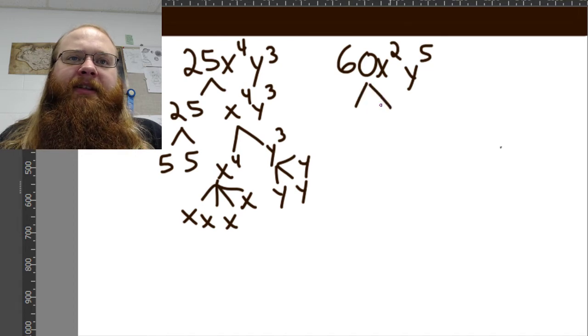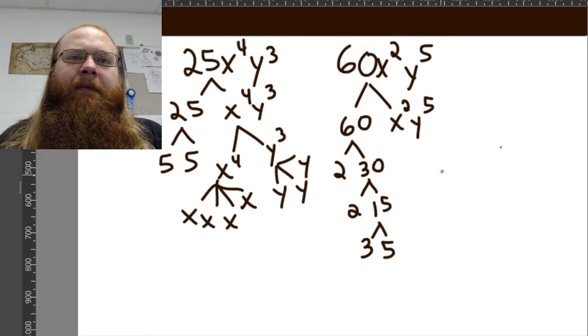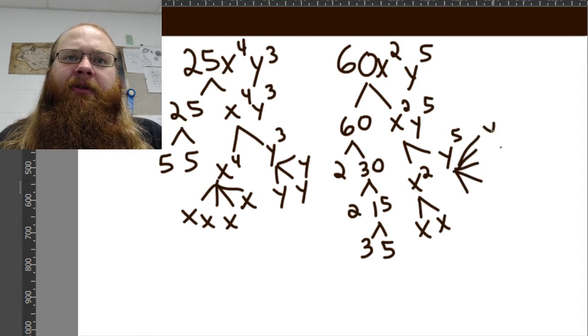Okay, let's go ahead and factor 60. So split the 60 off from the x squared y to the fifth. 60 is even, so we're going to do 2 and 30, 2 and 15, and 3 and 5. So let's go ahead and factor our x's and y's. So we have x squared and y to the fifth. X squared will become 2 x's, and y to the fifth becomes 5 y's.